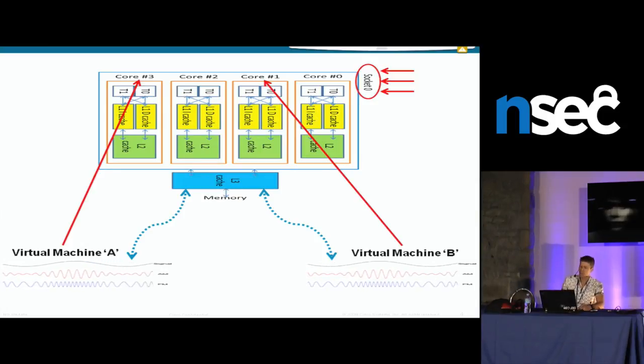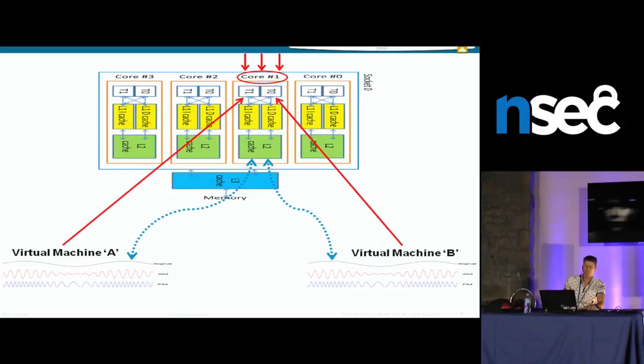Just one thing to notice before we start. For this trick to work, your virtual machines have to be co-located on the same physical socket. They can be floating on any core, it doesn't matter as long as they are on the same physical socket. The reason being that the L3 cache is shared within a socket. It doesn't span across multiple sockets.